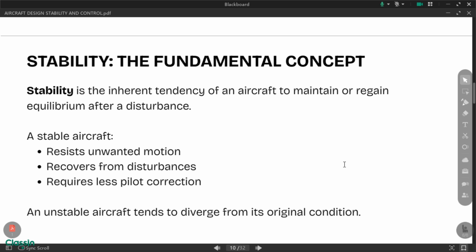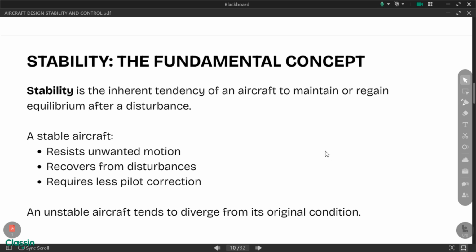So let's say suppose a gust causes a disturbance with the pitch ng ating aircraft. Let's say it pitches the nose upward. The question is, would the aircraft naturally try to return to its original condition, or would it continue pitching farther upward? So, yung answer natin to that question would determine whether the aircraft is stable or unstable.